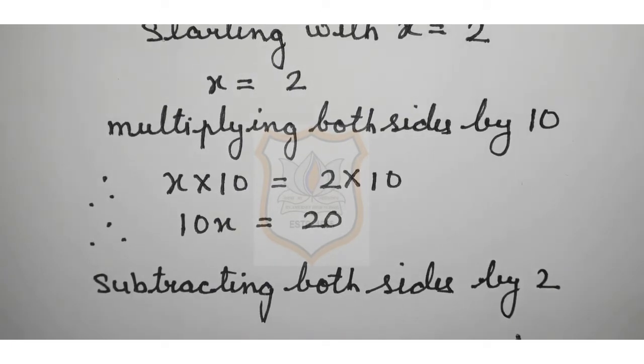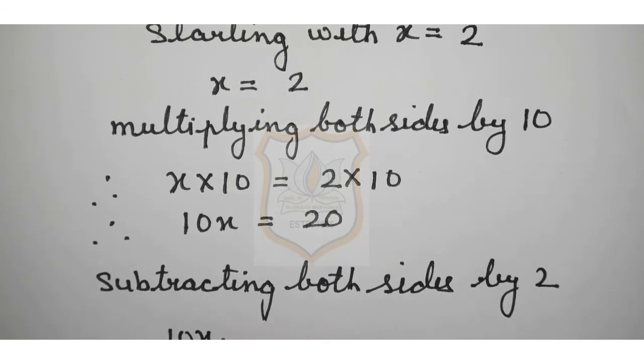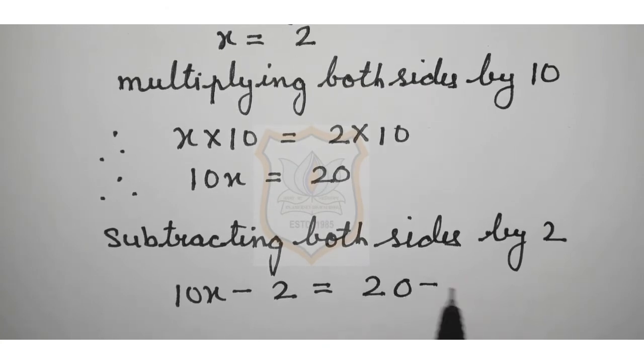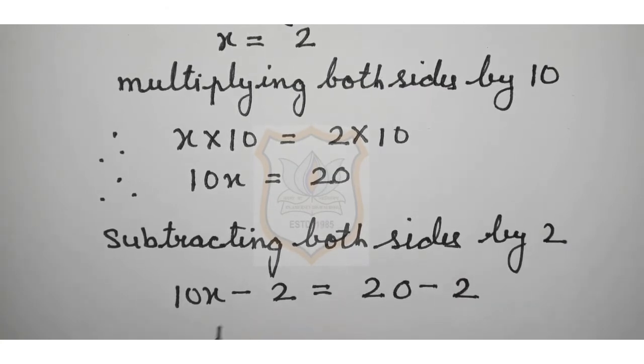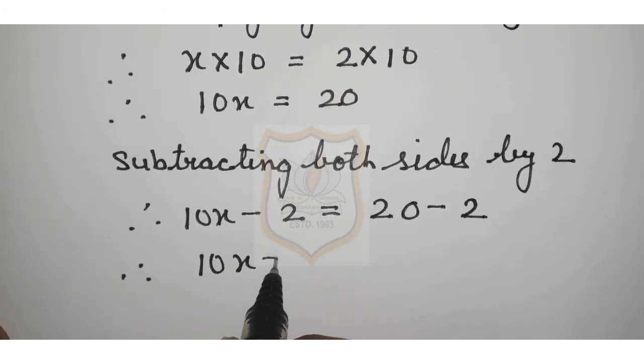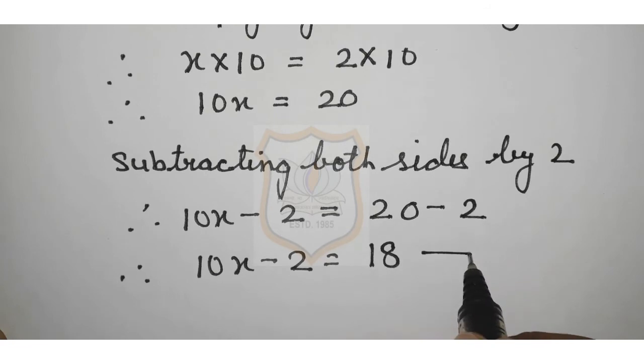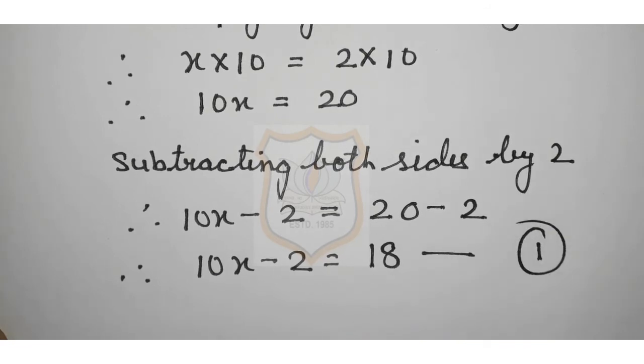So, here I have used subtracting both sides by 2. Now, 10x minus 2 is equal to 20 minus 2. Therefore, 10x minus 2 is equal to 20 minus 2, that is equal to 18. So this is our first equation.